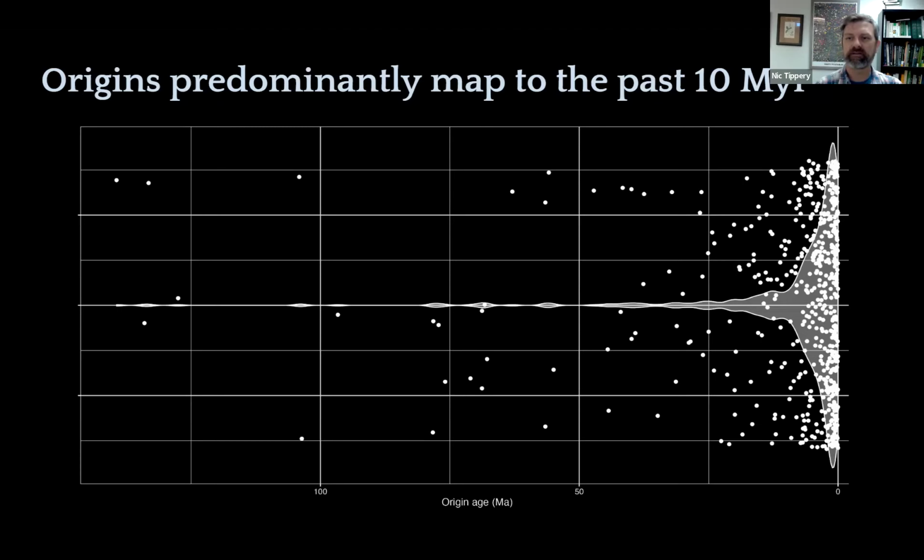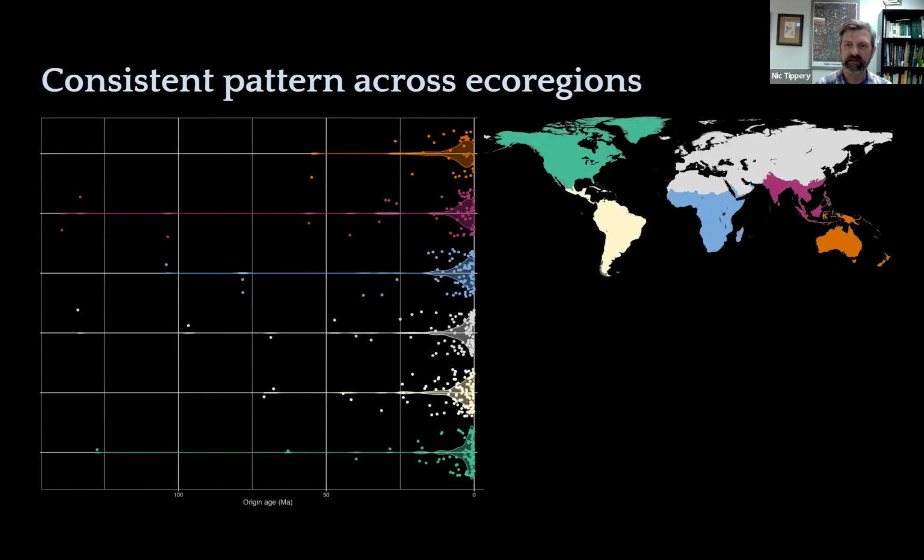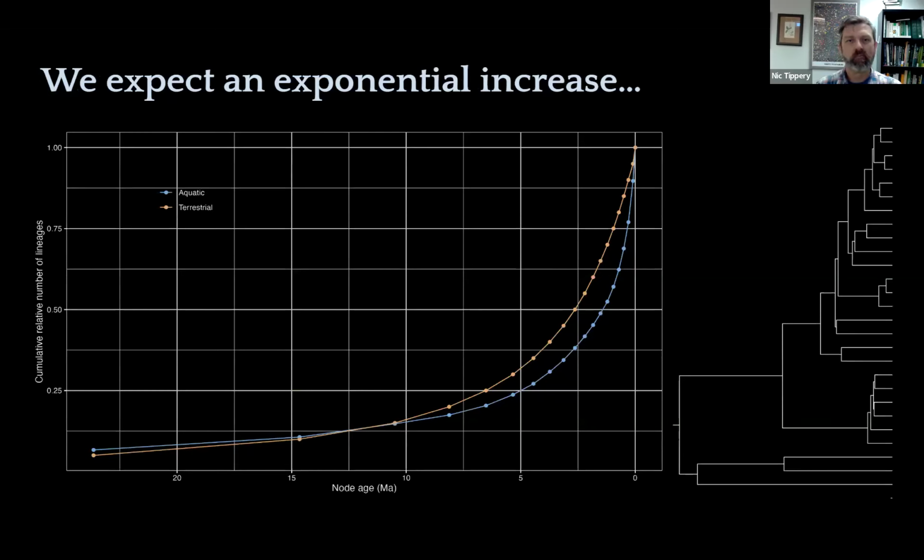Okay, so overall, these origins are very recent, within the last 10 million years. These are all the origins. What I was maybe hoping to find with this project was a clustering in the deeper past, but a pretty even number of these throughout time, and then a whole bunch in the recent. That's consistent across all the different ecoregions.